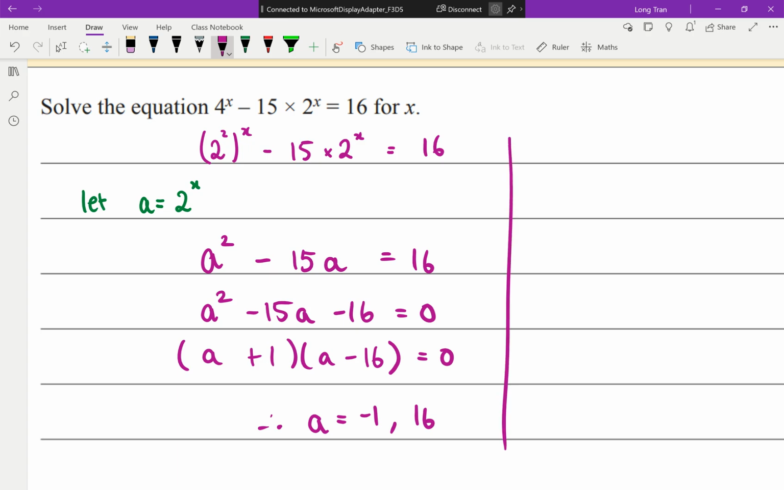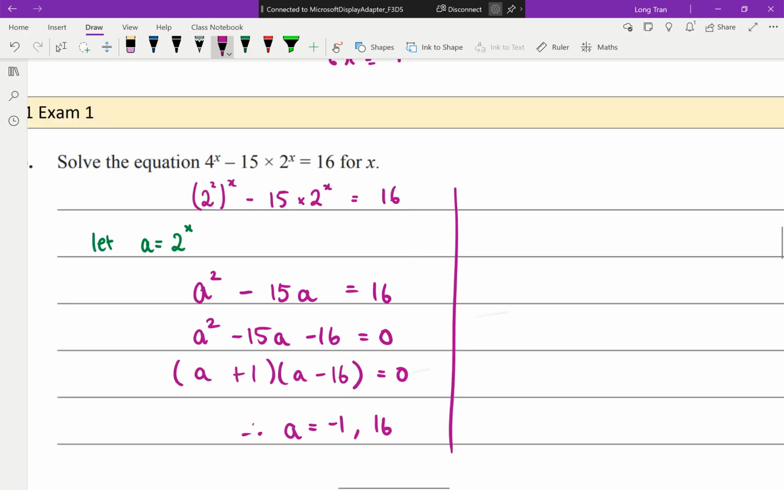That's 2 marks there. Turning it into quadratic, finding the correct solutions for them, or possible solutions.